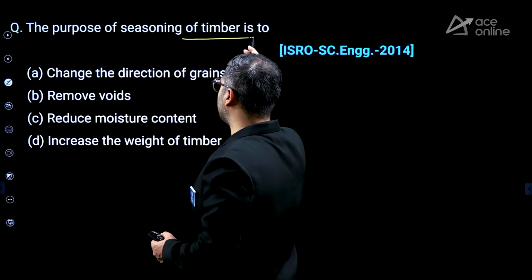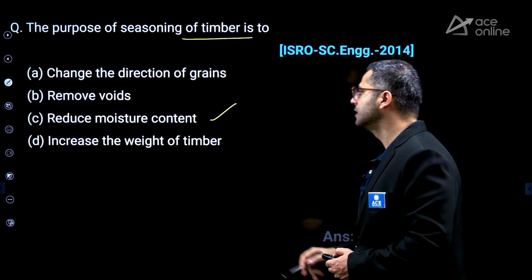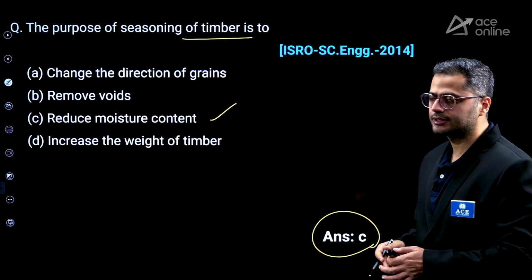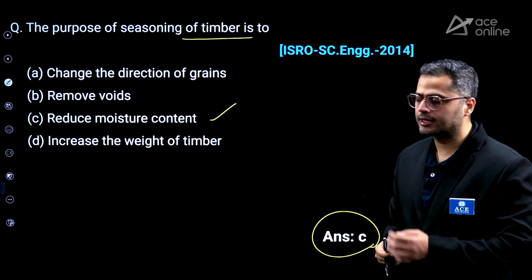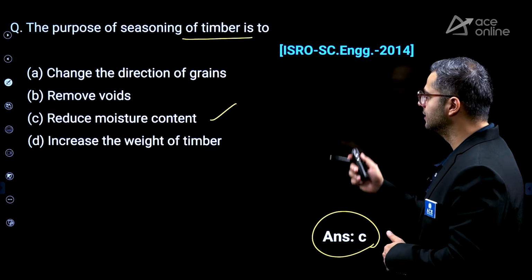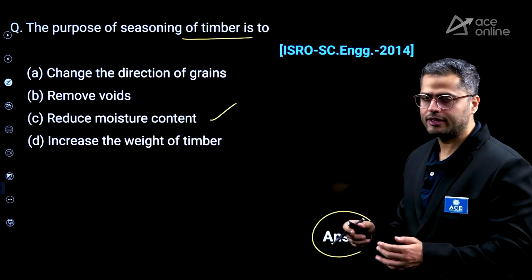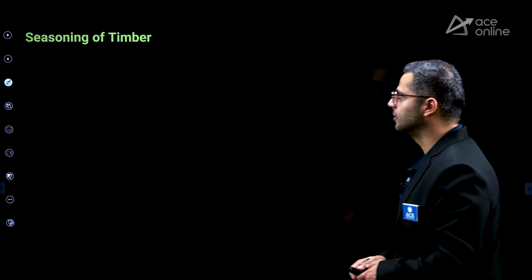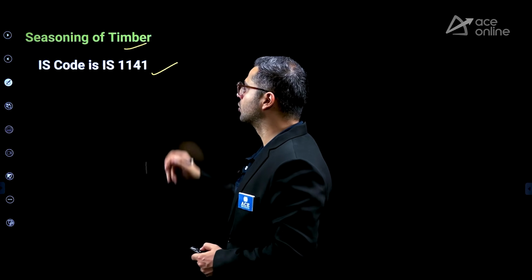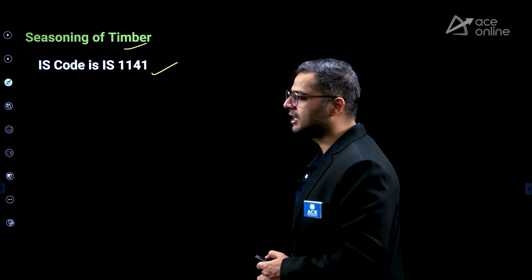The purpose of seasoning of timber is to reduce the moisture content, right? So there are a lot of processes which are required for timber processing: cutting, seasoning, then afterwards making shape out of it, and then afterwards preservation will be there. So seasoning of timber is in the IS code IS 1141. So for seasoning of timber, this is the IS code.